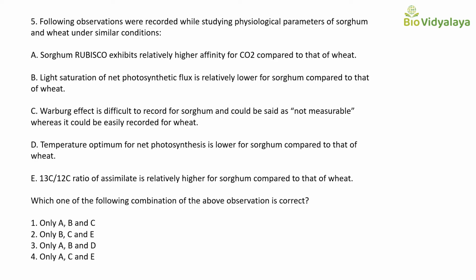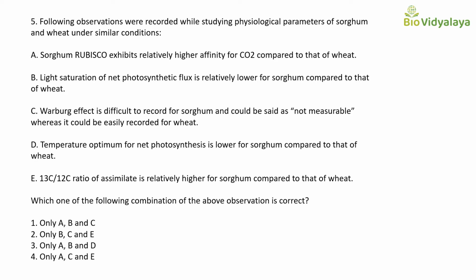Following observations were recorded while studying physiological parameters of sorghum and wheat under similar conditions. Statement A. Sorghum Rubisco exhibits relatively higher affinity for carbon dioxide compared to that of wheat. Next, statement B. Light saturation of net photosynthetic flux is relatively lower for sorghum compared to that of wheat. Statement C. Warburg effect is difficult to record for sorghum and could be said as not measurable, whereas it could be easily recorded for wheat.